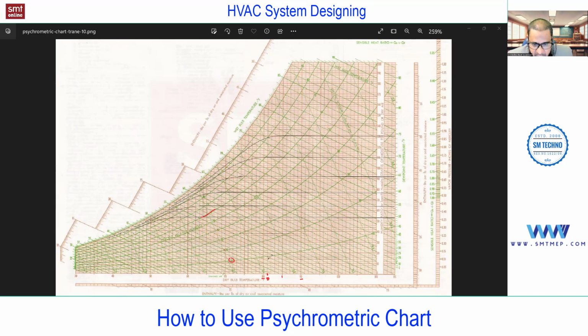So if I go straight up and intersect with the RH line, you need to use the scale. At present, roughly I'm using. You see, this is the point, right? This is the 60% RH line, and 81 dry bulb. So this is a point. Now with this point, if I go inclined parallel to the wet bulb line, I can find the wet bulb temperature. No? So wet bulb is what?